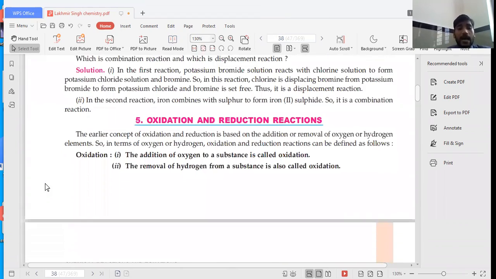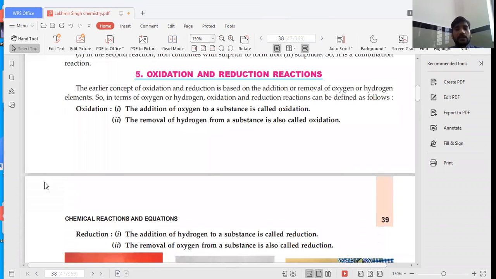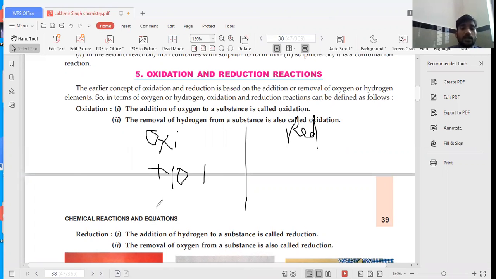Then we are going to have oxidation and reduction reactions. See students, before studying the oxidation reduction reactions, you must have the idea that what is oxidation and what is reduction. So whenever addition of oxygen is taking place, it is oxidation. Removal of hydrogen is oxidation.